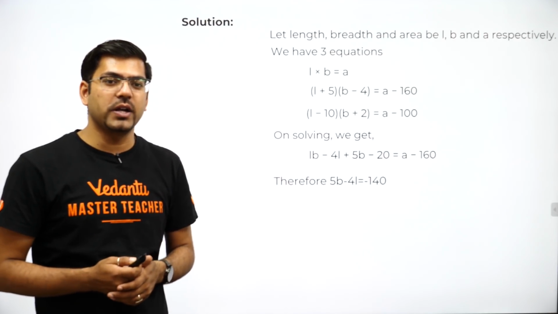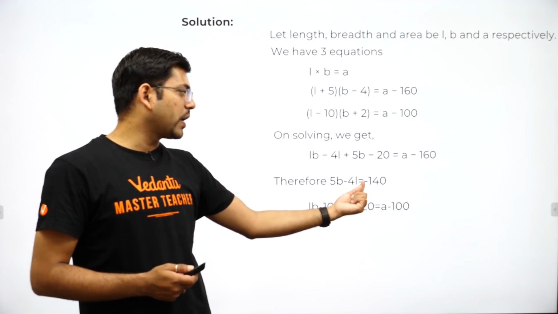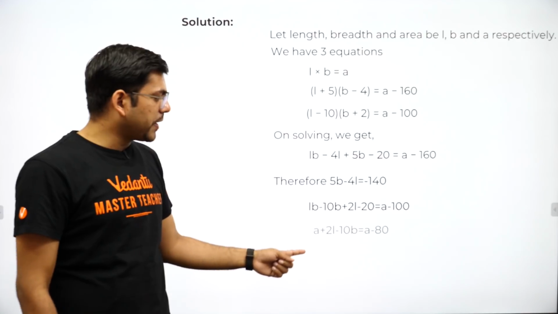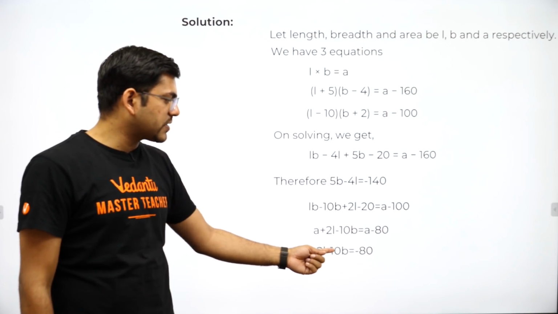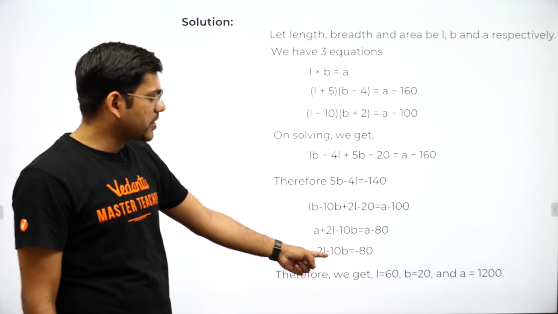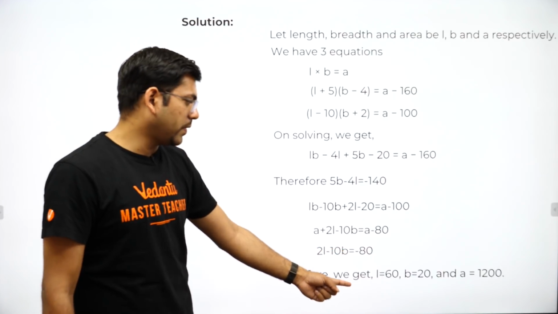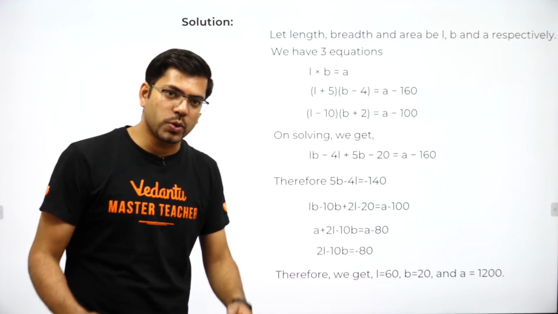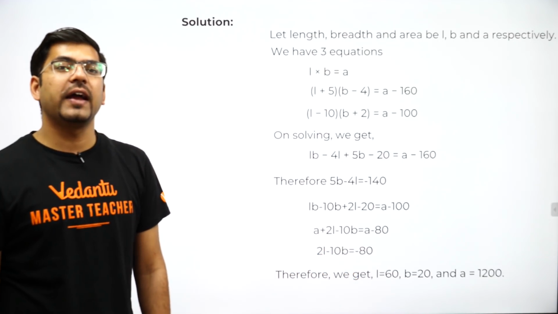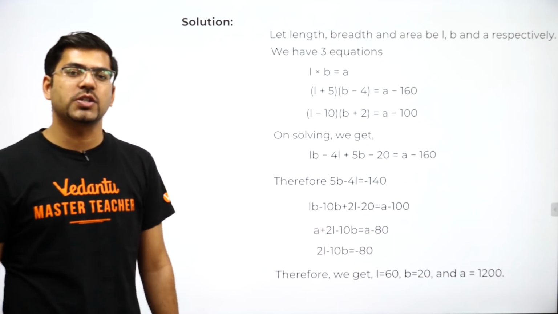After doing the basic calculations, I have got the first equation, that is 5b minus 4l is equal to minus 140, and then solving the second equation, we will be getting 2l minus 10b equal to minus 80. Once we have solved both of them, we will be getting the value of length equal to 60 and the breadth equal to 20, and multiplying both of them, the area is 1200 meter squared.